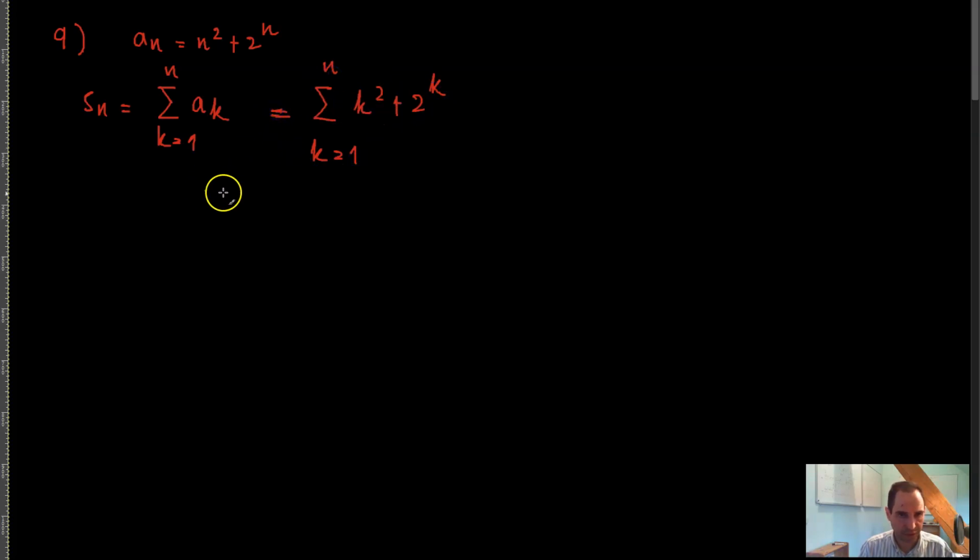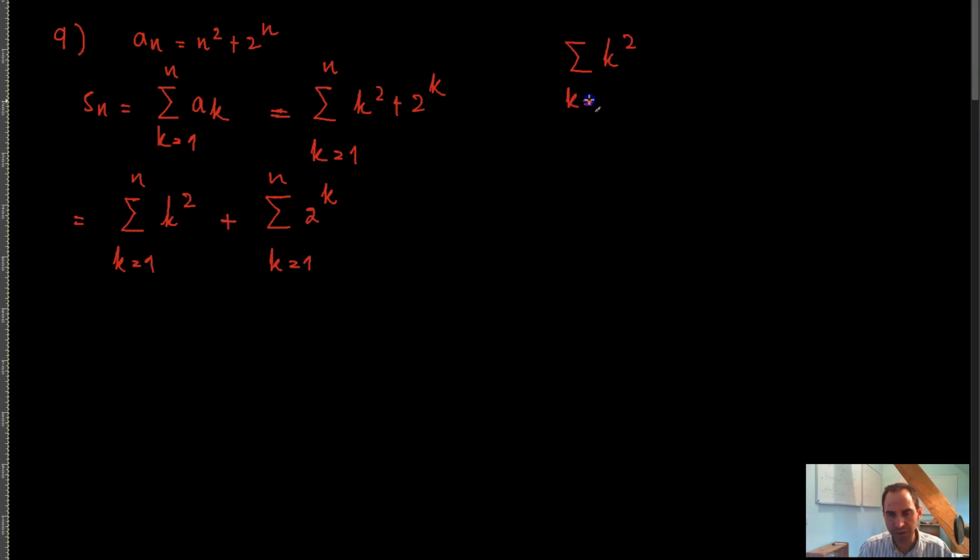And that is the same thing as basically sigma of k squared as k goes from 1 to n plus sigma of 2 raised to the power k as k goes from 1 to n. And, well, we have a formula for this. You know that sigma of k squared as k goes from 1 to n is equal to basically n times n plus 1 times 2n plus 1 divided by 6.